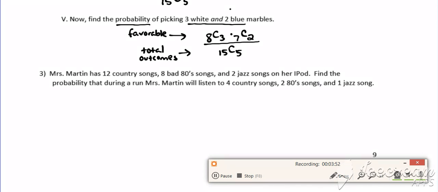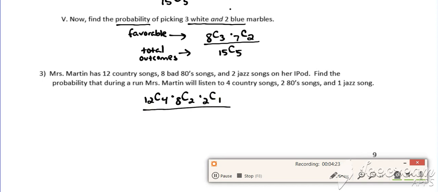So we have a problem where I am listening to 12 country songs, 8 bad 80s songs. Not all of them are bad, by the way. And 2 jazz songs on my iPad. That's an old word. Find the probability that during a run, I will listen to 4 country songs, 2 80s songs, and 1 jazz. So there's 12 choose 4 ways of listening to country, and 8 choose 2 for 80s songs, and 2 choose 1 for jazz songs.